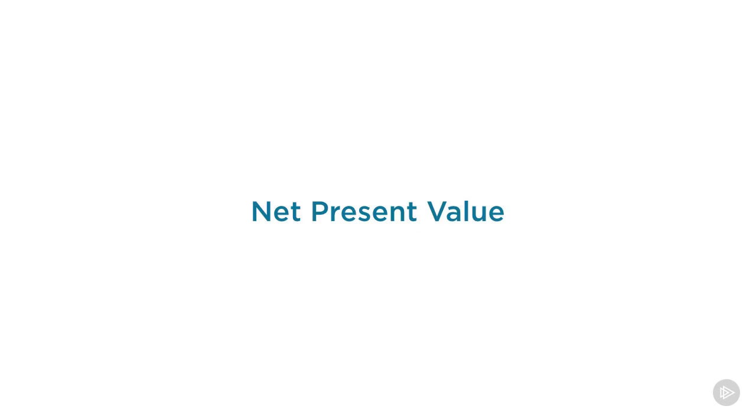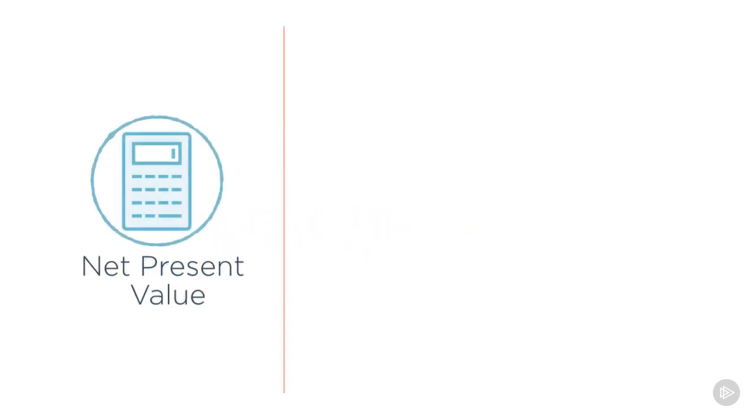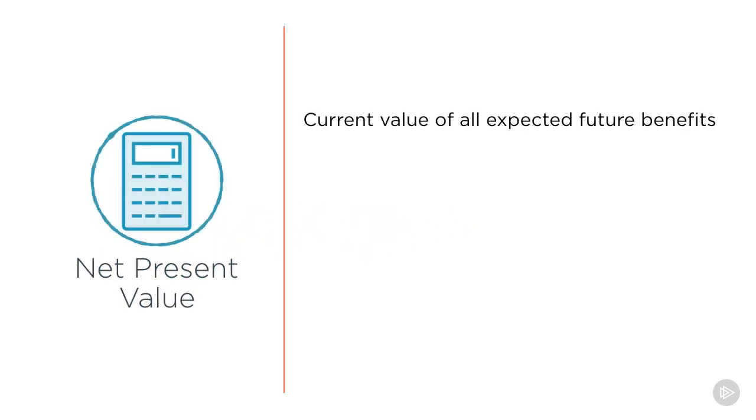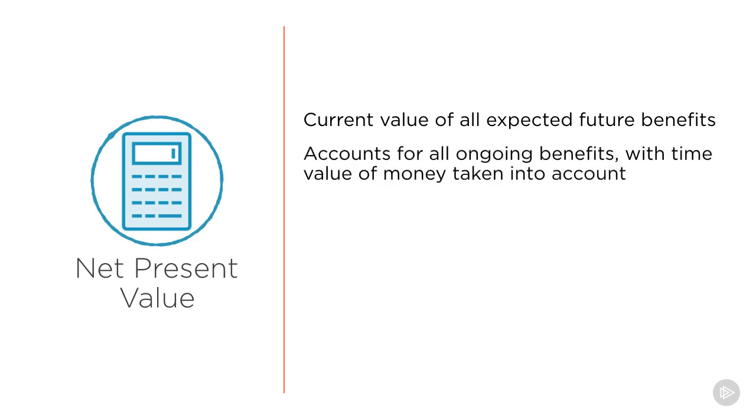On the other side of internal rate of return is the net present value. This is the current value of all expected future benefits. This accounts for all ongoing benefits as well as any costs that might be incurred, with the time value of money also being taken into account.